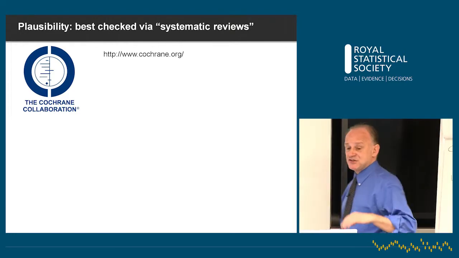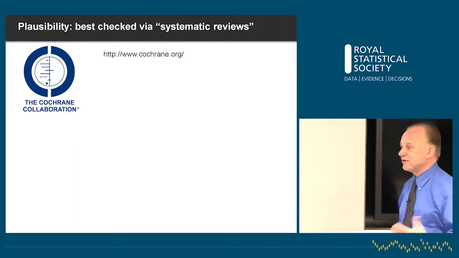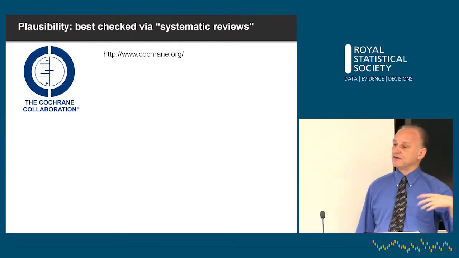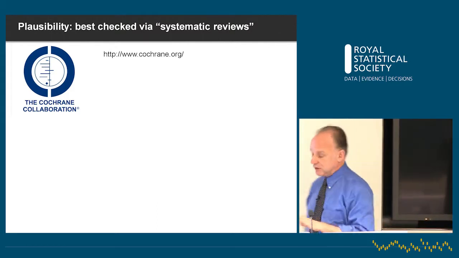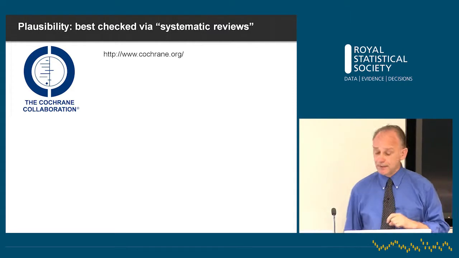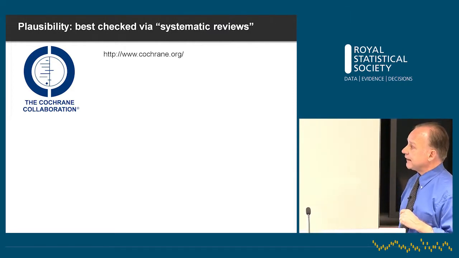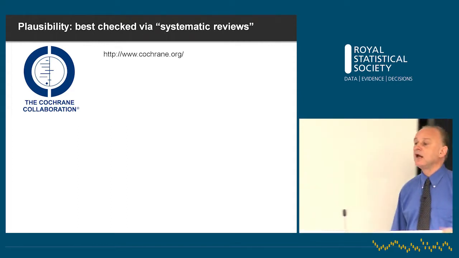Plausibility is best checked by that most compelling form of evidence, the systematic review of randomised, double-blinded, randomised controlled trials. And the Cochrane Collaboration is the go-to place for that. You just type in systematic review, Cochrane, and then whatever it is you're interested in, and they will give you the latest information.